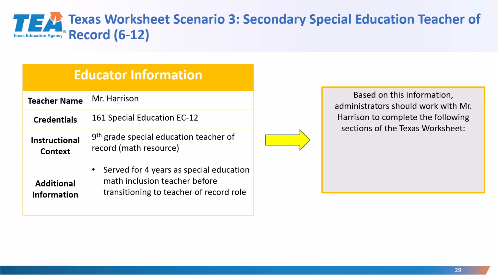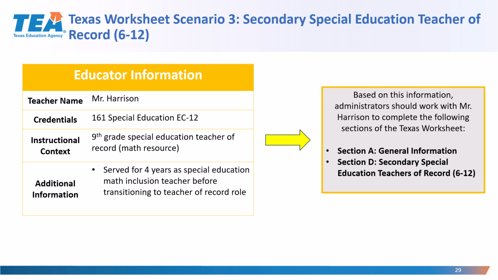Based on this information, administrators should work with Mr. Harrison to complete the following sections of the Texas worksheet: Section A for general information, Section D for secondary special education teachers of record, and Section F for administrator assurances.